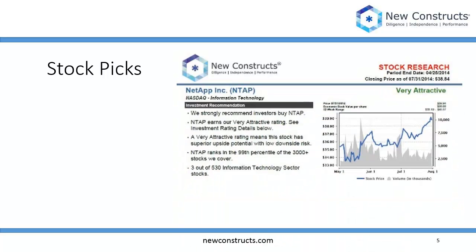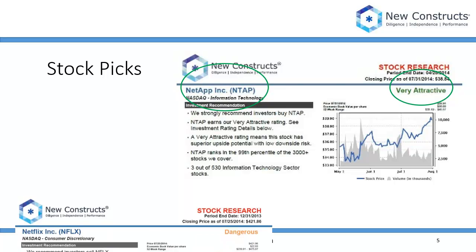Okay, so let's get into the stock picks in just a little bit more detail. You can see that we have NTAP here, a NASDAQ stock. For those who don't know, NASDAQ stocks have 4 symbols or more. You can see that we have a very clear rating of what we feel the stock is. In this case, this is our highest rating, which is very attractive.